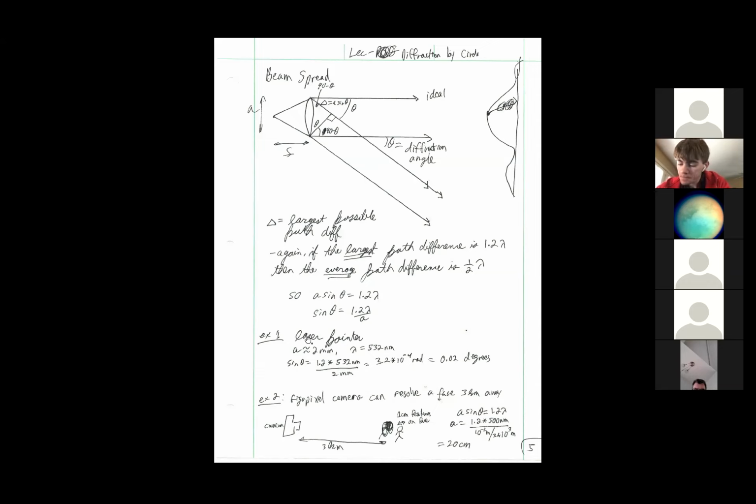So let's just go with a laser that many of you have lying around a house, or at least you get access to at school, a laser pointer. Beam diameter, roughly 2 millimeters, wavelength, roughly 532 nanometers for my favorite laser pointer. Sine theta is 1.2 times 532 nanometers over 2 millimeters. That's 3.2 times 10 to the minus 4 radians. And if you do the conversion, that's 0.02 degrees. That's tiny. We can treat a laser pointer as producing well-collimated light to a very good approximation. It'll eventually break down, but it's a good approximation for a while.